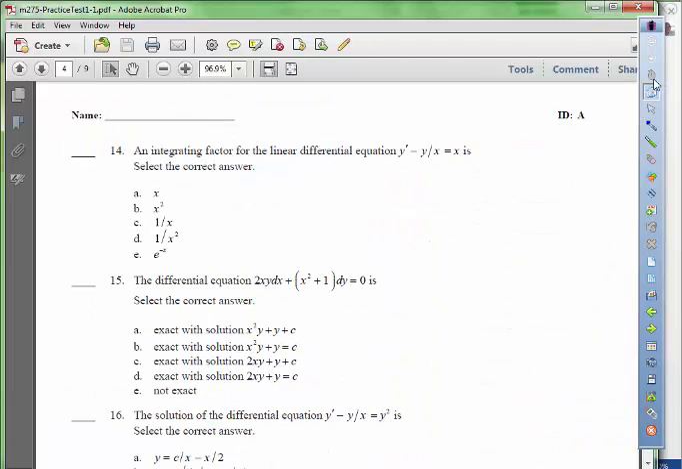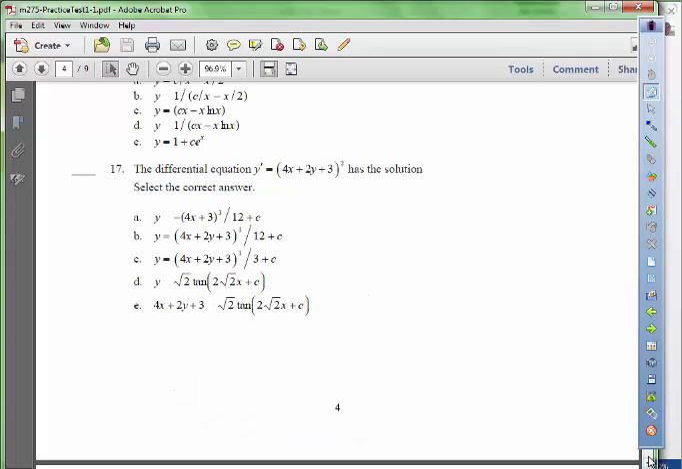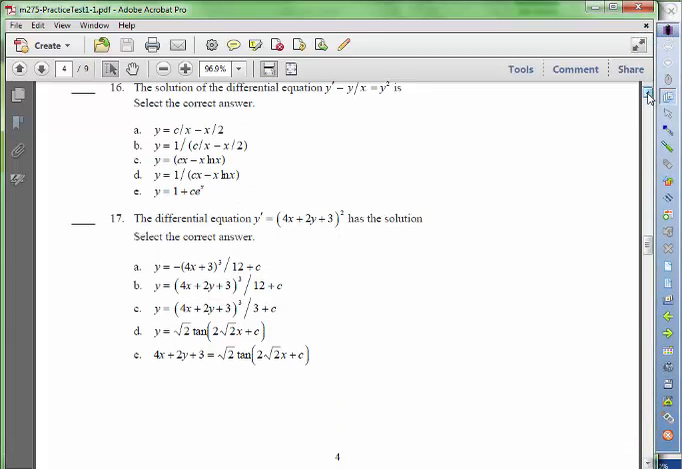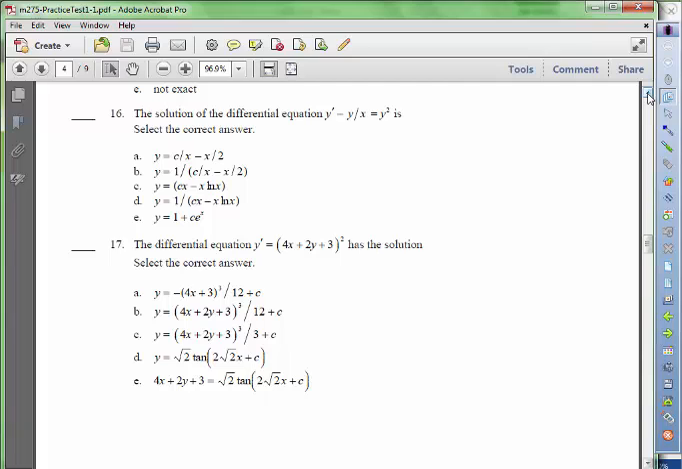Exact equations. I have time for one more. 16 or 17? 17.